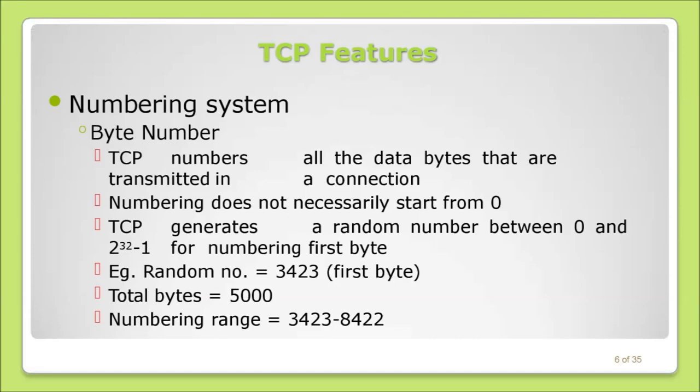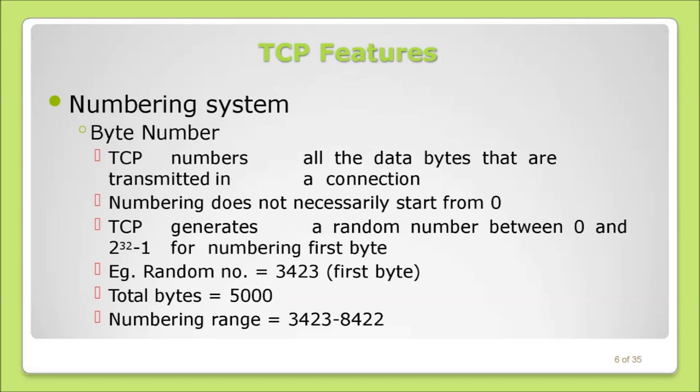Next point, numbering does not necessarily start from 0. This is a very important concept that numbers are randomly generated, which is the next point as well. TCP generates a random number between 0 and 2 raised to the power 32 minus 1 for numbering first byte. For example, random number may be 3423 for first byte, and if there are total 5000 bytes, all these bytes must contain a sequence number. Numbering range 3423 to 8422.